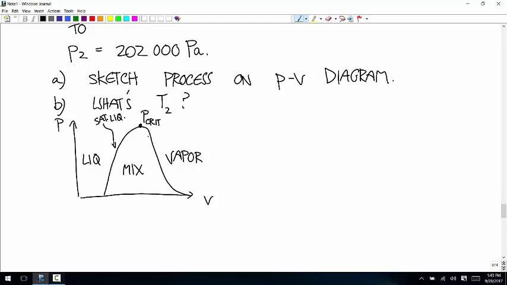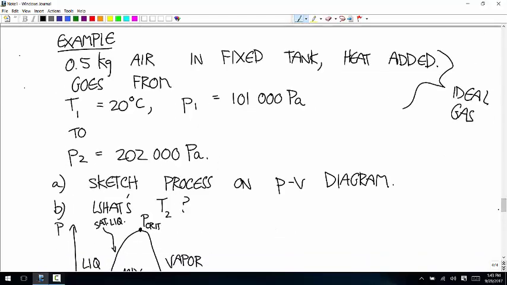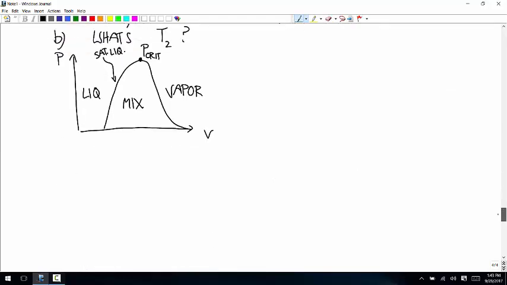Okay, so where are we on this? We're talking about air at 20 degrees Celsius and atmospheric pressure. So we're starting over here somewhere. And then what does this process look like? It's in a fixed tank that we're adding this energy. So what does that tell us? Volume's constant, so it has to look like this. It's a vertical line. So state 1 is here, and it goes to a higher pressure at state 2.